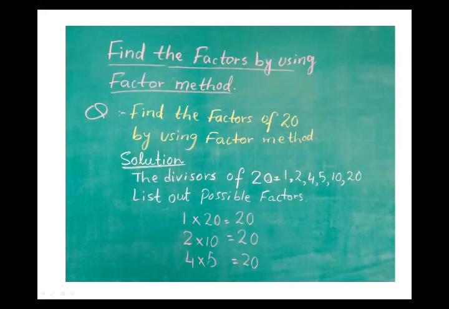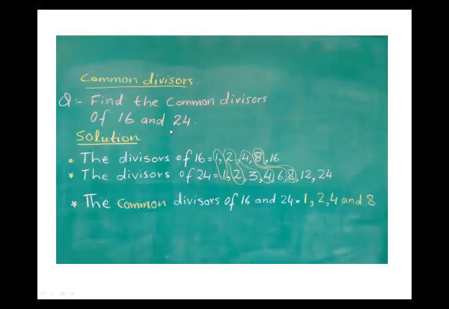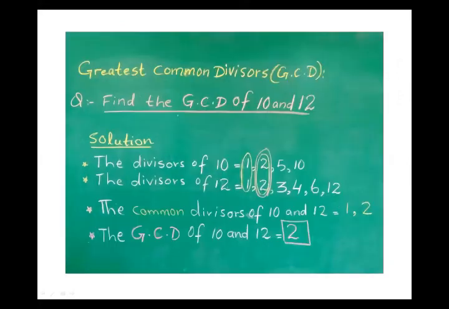Common divisors: find the common divisors of 16 and 24. Firstly, we list out the divisors of 16: 1, 2, 4, 8, 16, and the divisors of 24: 1, 2, 3, 4, 6, 8, 12, and 24. Then we find the common ones between all these. So here the common divisors are 1, 2, 4, and 8. With the help of common divisors, you find the greatest common divisor.